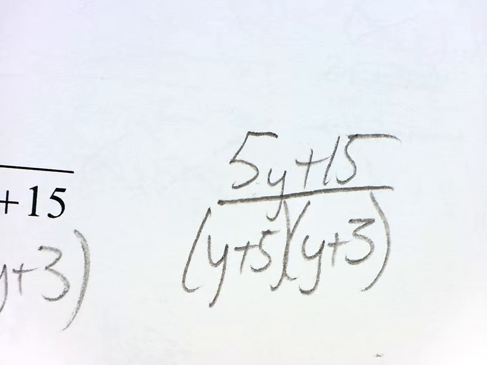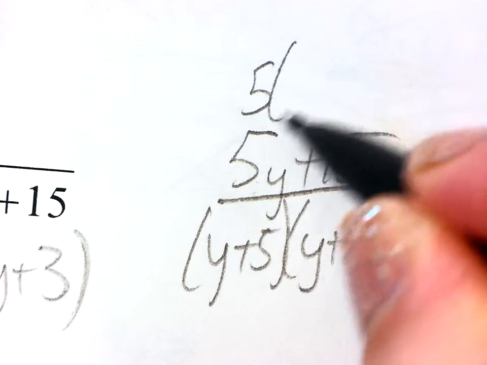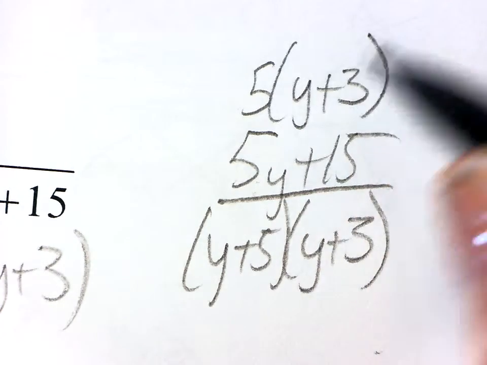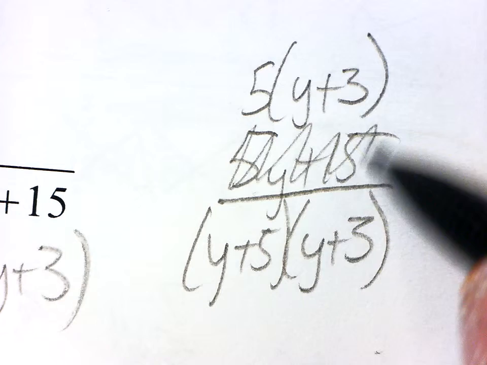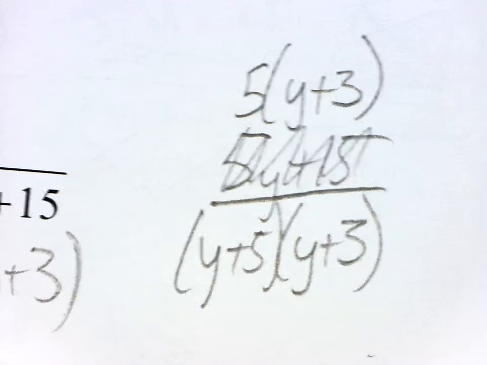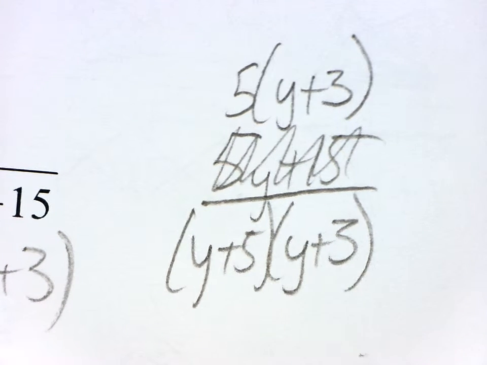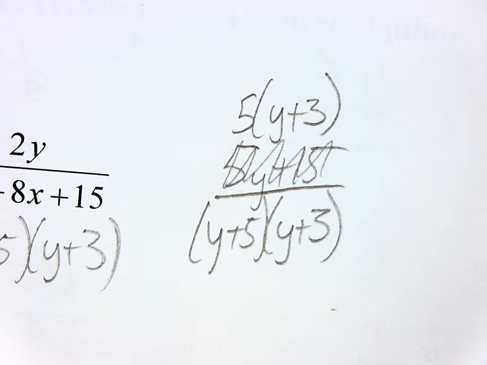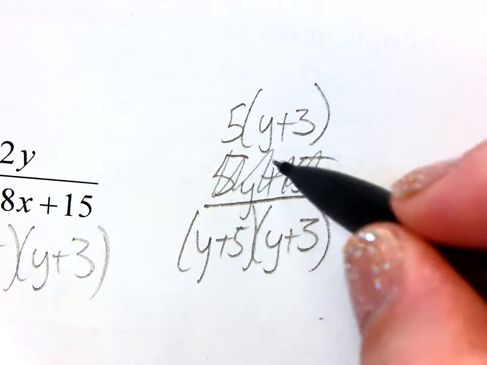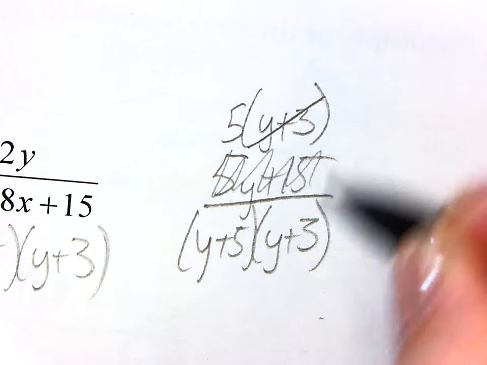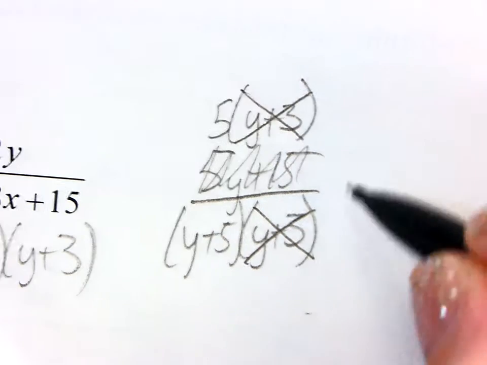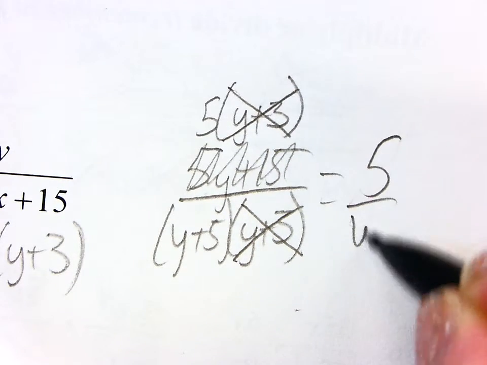In the numerator, I could take out a 5, can't I? And then you see that that does cancel with something downstairs. So I have to do it. Okay? So, Maddie, what was your final answer? 5 over y plus 5. I agree. 5 over y plus 5.